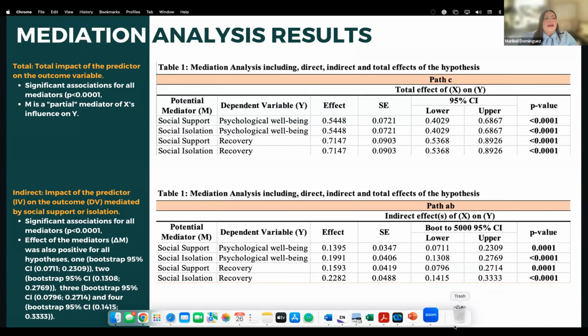That's exactly right. So they were partial mediators. And so it lets us know that the empathic self-efficacy as the predictor variable and the recovery, for example, as one of the hypotheses states, are related, and there's a relationship between the variables, and the social isolation and social support aids in the relationship, but only partially.